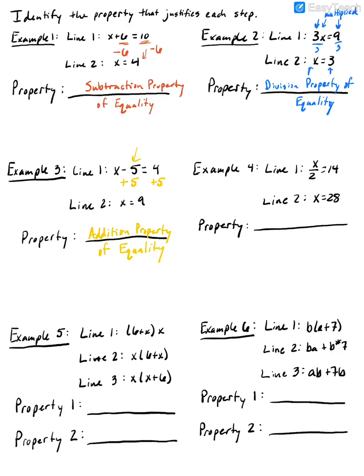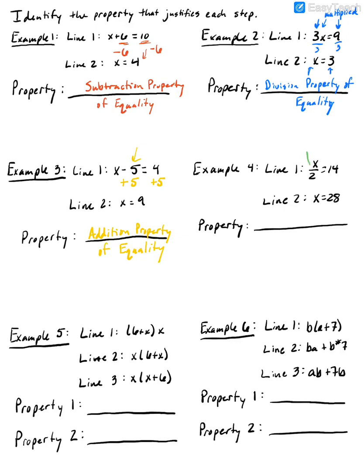Okay? So notice that I'm trying to recognize what happened, and what happened is what's going to tell me what property it should be. Okay? Example 4, in line 1 I have x divided by 2, which equals 14. And then in line 2, now the division of 2 is gone, so I just have x, and now 14 is 28. Okay? So need to recognize what's going on here.